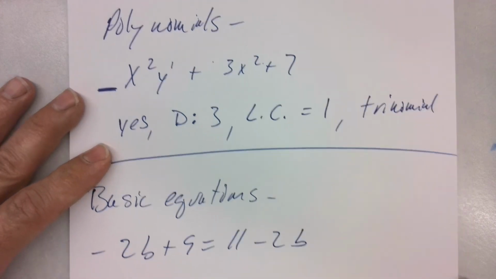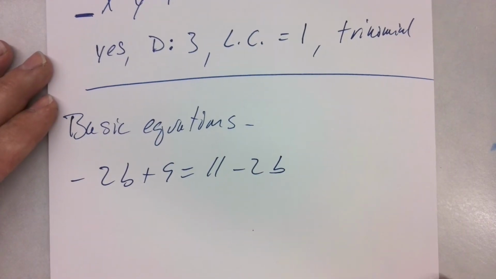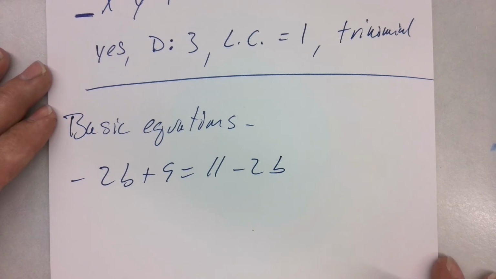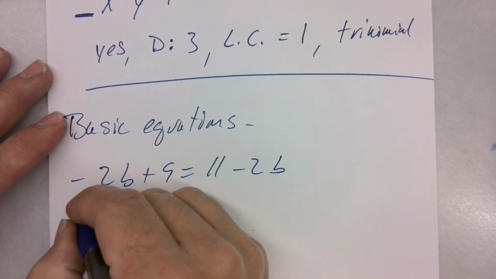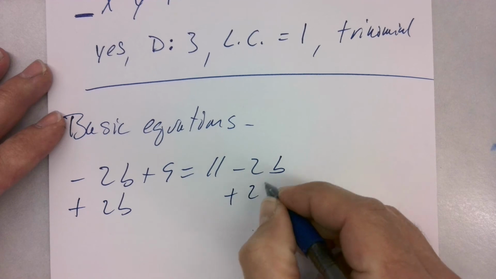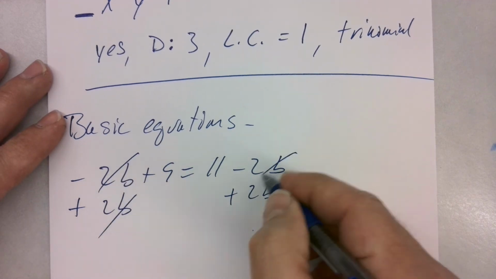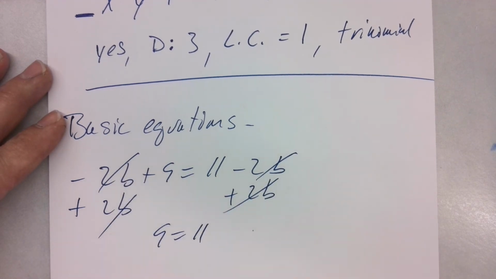Now he's causing us some problems here. You know why? The b's cancel. Yeah, when I add my 2 b's together and I add my 2 b's together, they're gone. I get 9 equals 11. We did talk about this though, so that's not a bad problem. Anybody know what's wrong with this?